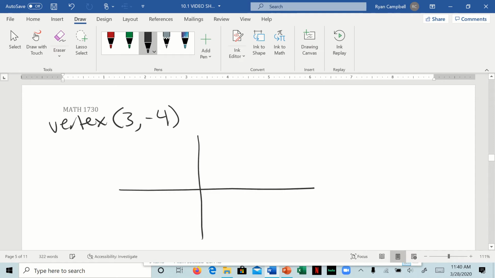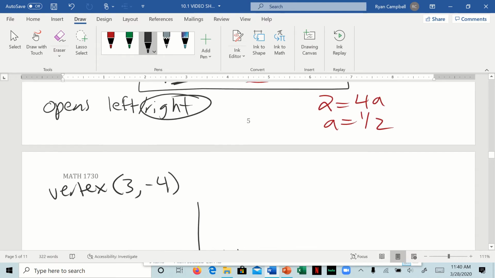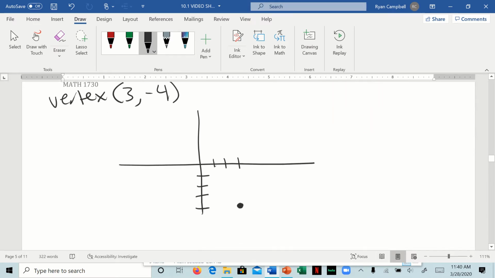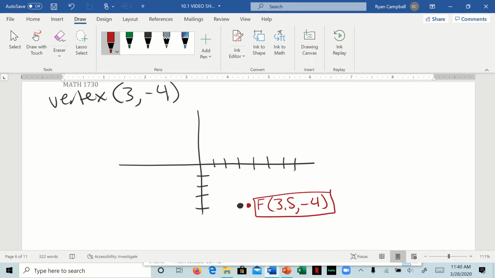So let's graph it. So we go 3, down 4. All right, so that's our vertex. We said we are going right, so we need to go right 1/2. If we go to the right 1/2, what point did we just end up at? That was 3, and you added a half, so 3.5, -4 is our focus, right?